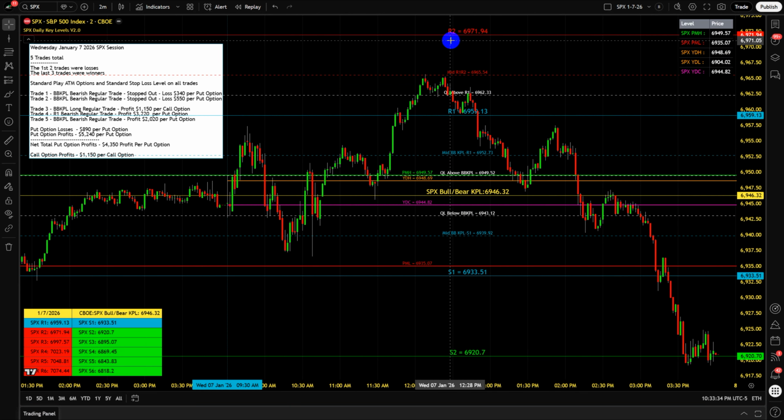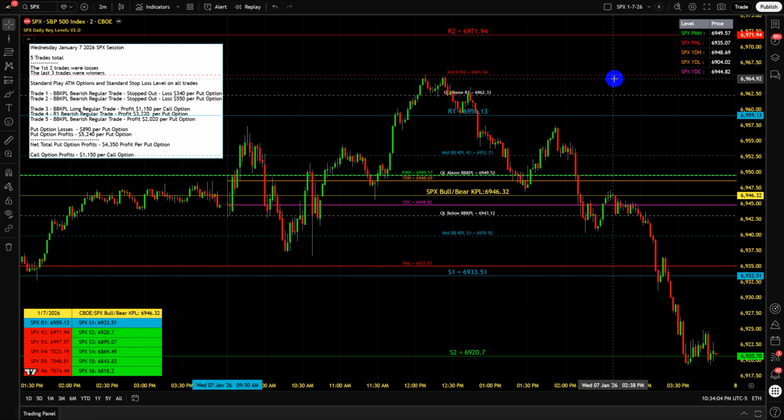Okay, so at 9:30 a.m. Eastern New York time, on the first tick of the CBOE SPX Index open, you will see these daily key levels on your chart, as you will also see these two tables here. One is this table here with the bull bear key price level for today's session, as well as the other main key levels, the R1 through R6 and S1 through S6.